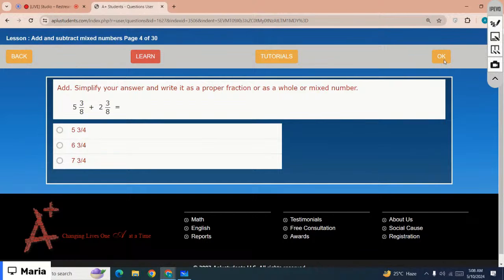Yes, that's 7 whole 3 by 4, the correct option. The correct option is option number 3, that is 7 whole 3 over 4.